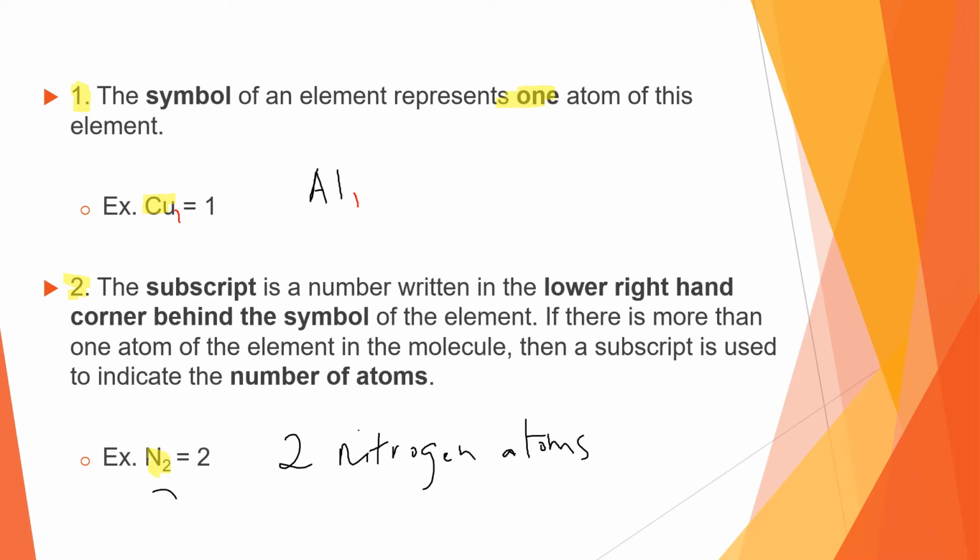Another example would be if you had O2, same thing. In the lower right-hand corner behind the symbol, there's a subscript. In this case, it's a 2. So this is saying that there are 2 oxygen atoms.